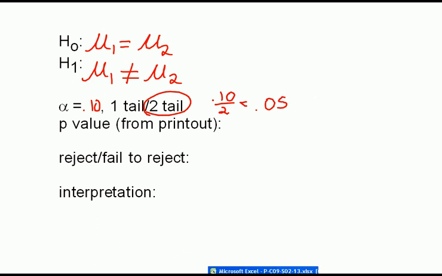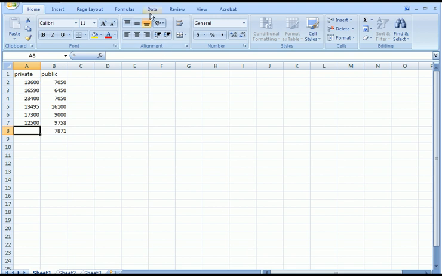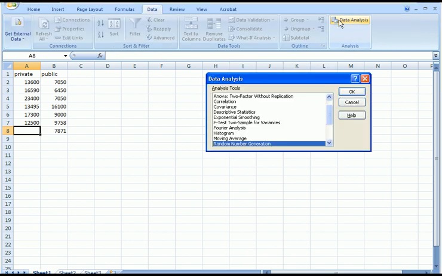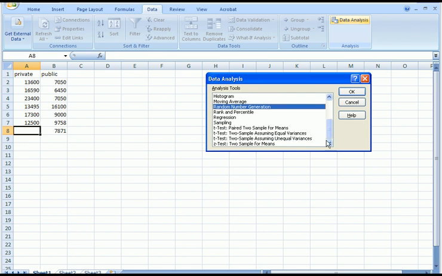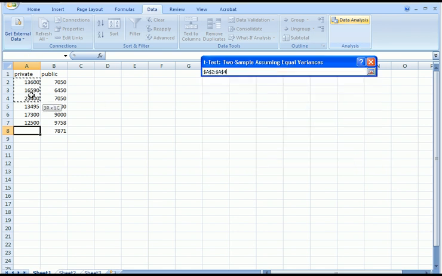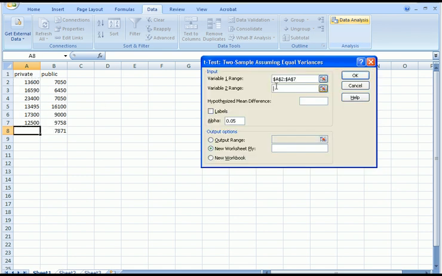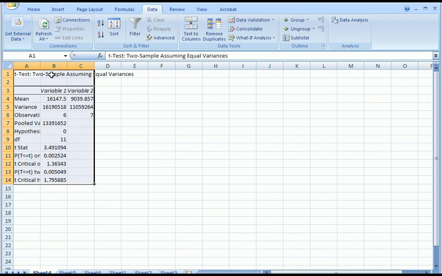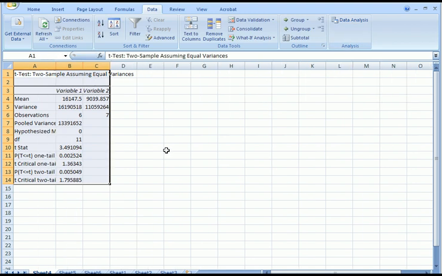In my data, private versus public, two groups, data, data analysis. T-test, small sample, two samples assuming equal variances. There's the private, that's mu1. Here's the publics, there's mu2. Be careful here with alpha. I'm willing to be wrong 10% of the time. And my data shows this.